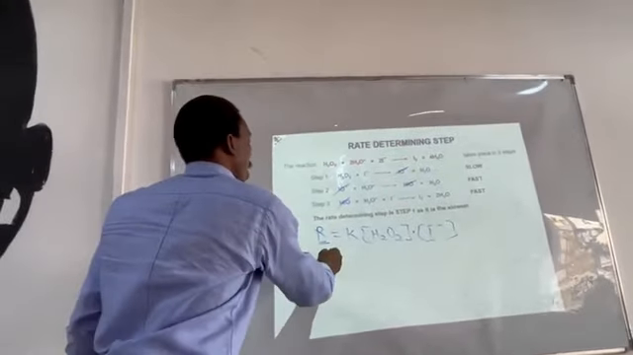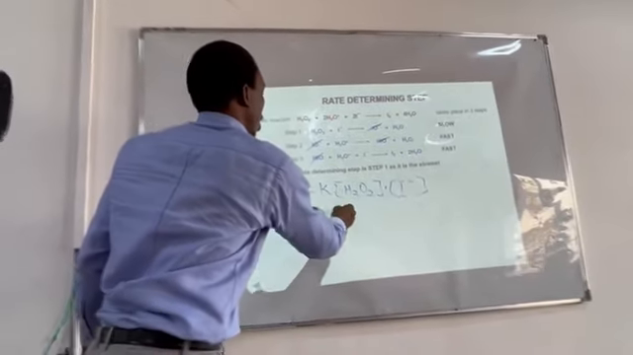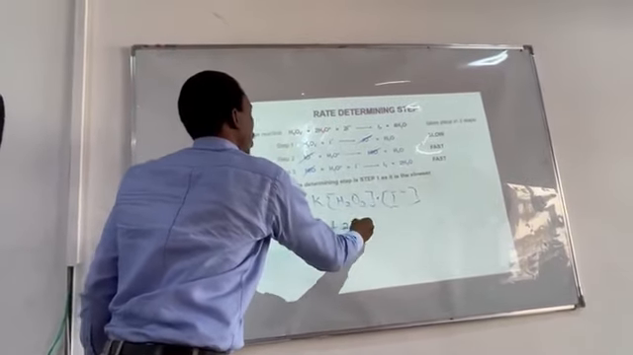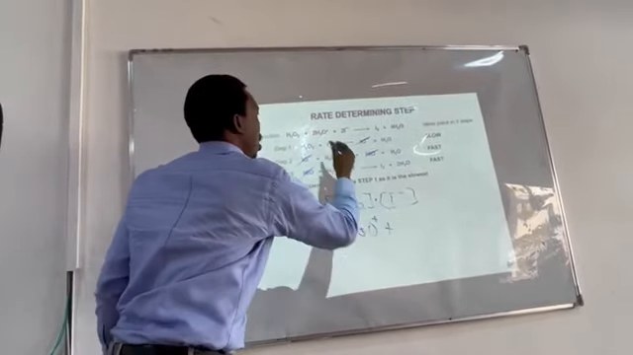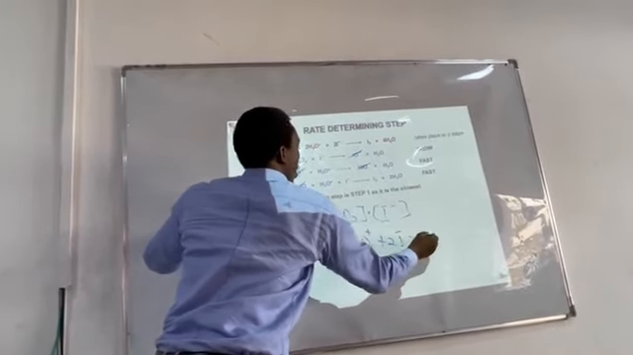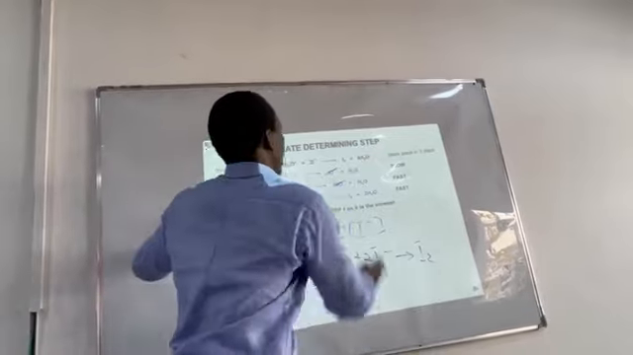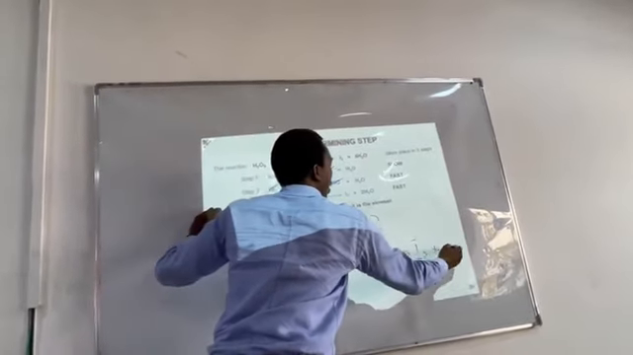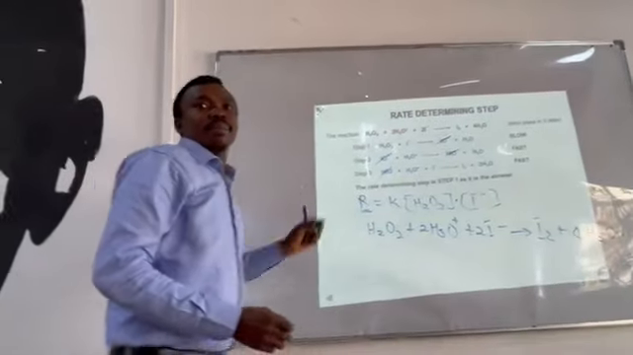So what do you have? You have H2O2 plus 2H3O plus, plus 2I minus, to give you I2 plus 4H2O. I2 plus how many? 1, 2, 3, 4. Is that okay? Plus 4. This is the right equation. So it's the rate equation.